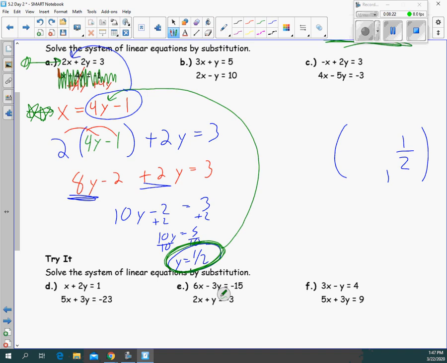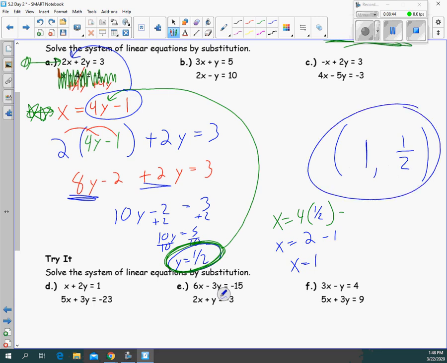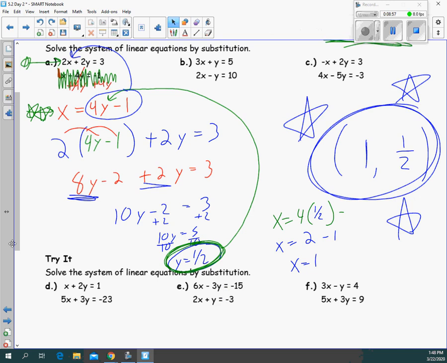So to find out what this x number is, we're going to say x equals 4 times y minus 1. But y is, in this case, 1/2. So that gives me 2 minus 1, which we all know is the number 1. All right? So that's my answer to where those two lines cross. Make sure you write your answer as a coordinate, because that's what we are doing. Okay? We're finding out where those go. All right, people? That's one problem.